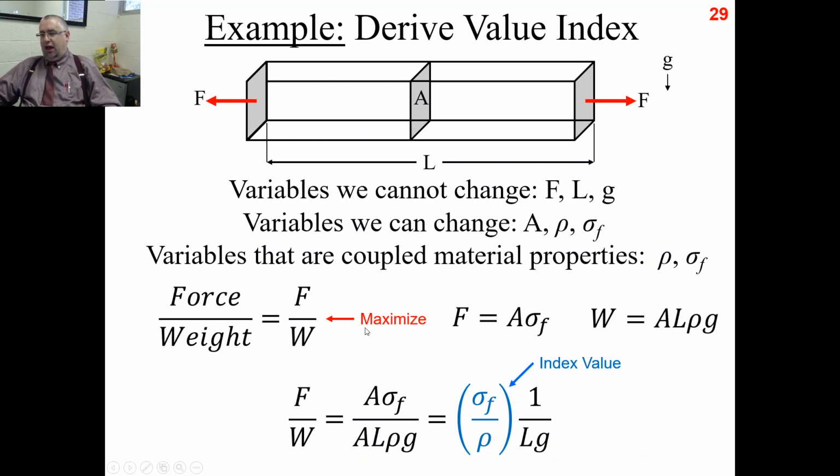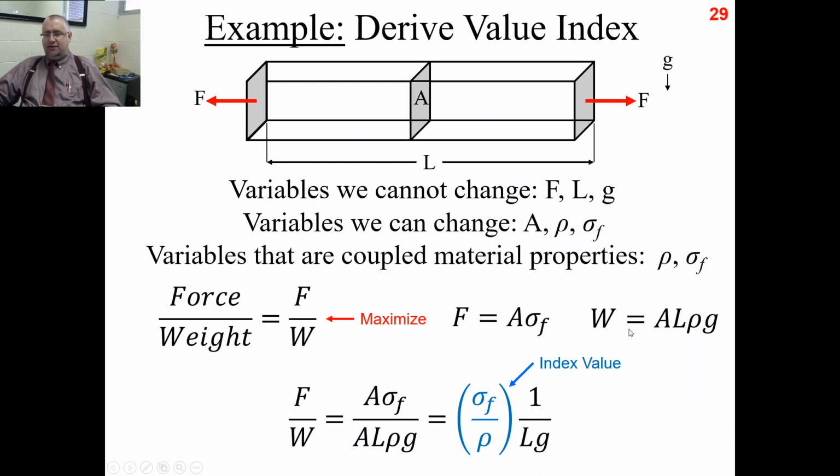All right, so I need an expression for F, because remember, F is a variable that I cannot change. So I want an expression of F in terms of some of the variables that I can change. So it turns out that a force divided by an area has units of pressure, which is also a stress. And so I can write force as just the cross-sectional area multiplied by the failure stress of this member.